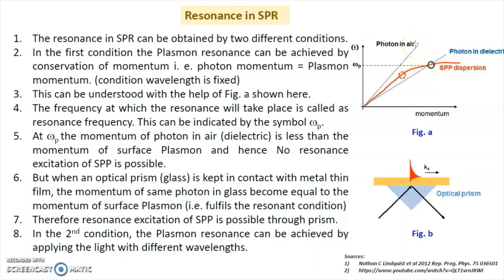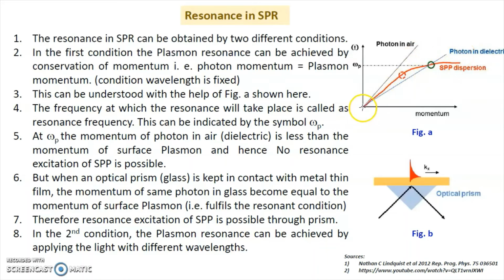So therefore we have to adjust the momentum of photon. How can we change the momentum of photon? By passing the photon through a dielectric material. If we pass the photon through a dielectric media, then its momentum gets shifted.